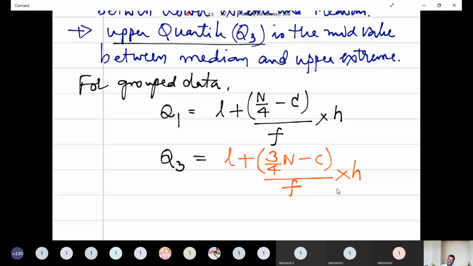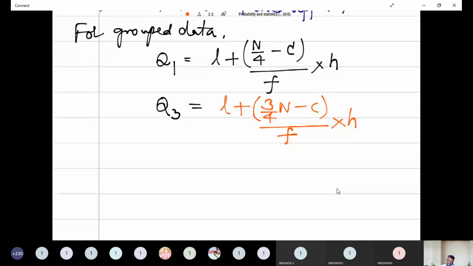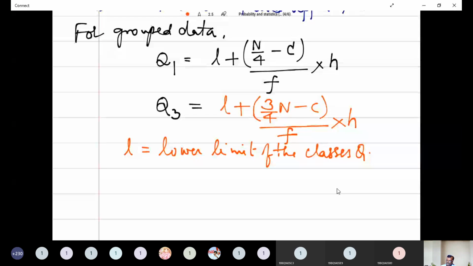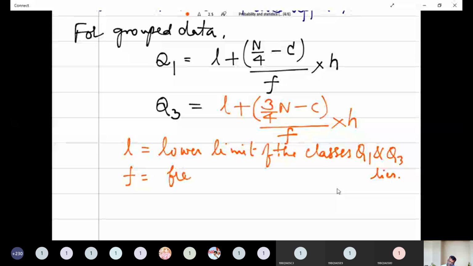Here we have to write down the values for L, C, F and H. L is the lower limit of the classes, the class in which Q1 and Q3 lie, F is the frequency of the class, and H is the width of the class.